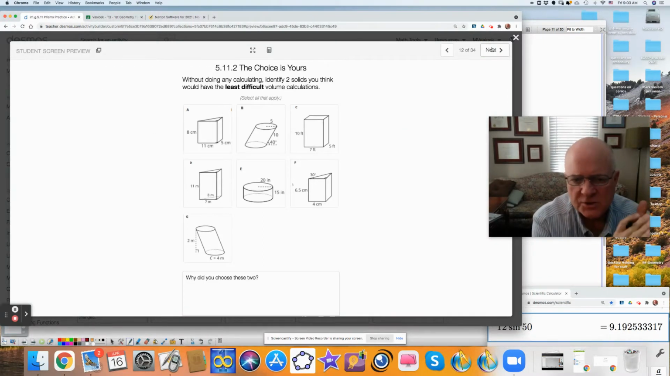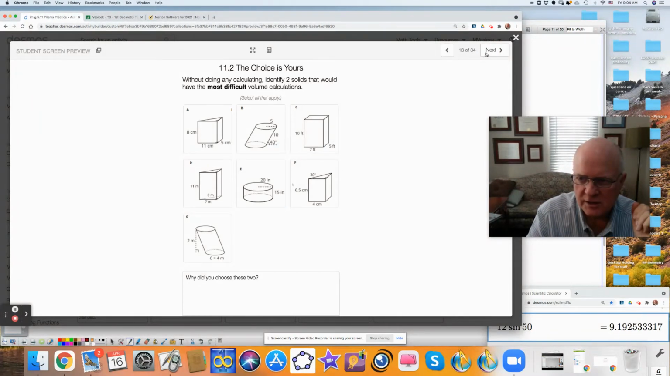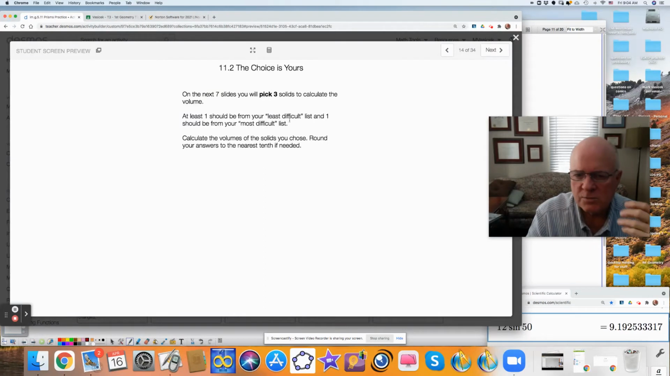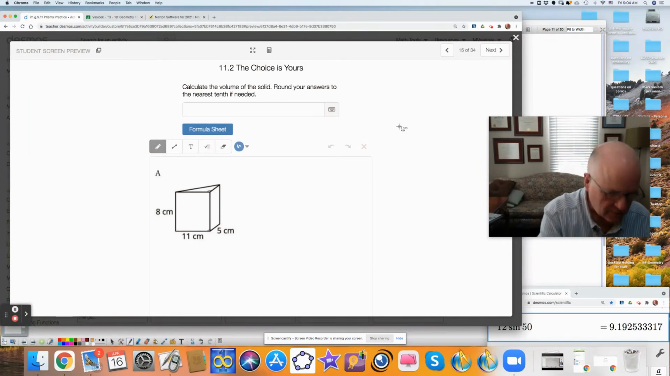Now, on this page, you're given 7 different figures. Which one of these would be the easiest for you to find the volume of? Which one of these would be the most difficult? And you're supposed to check these. Then on the next several slides, you're going to pick 3 of them, at least one from your least difficult list and one from your most difficult list. Now, to help you, I'm going to go through several of these questions now. And so I'll copy this over to my whiteboard, and we'll do these one at a time.